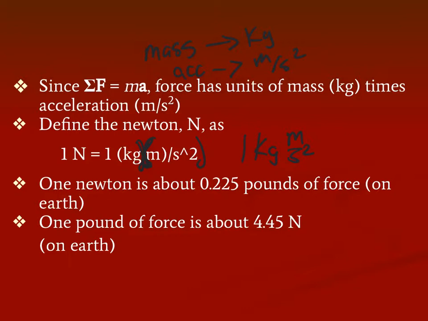Just to put it in a little bit of perspective, because we're not necessarily used to using newtons as a measure of force, 1 Newton is about 0.225 pounds. And remember that pounds is simply the English unit for force. So when you talk about your weight, if you're 150 pounds, what that really means is that the Earth is pulling down on you with a force of 150 pounds. And the other way to look at this, 1 pound of force is about 4.45 newtons on Earth.